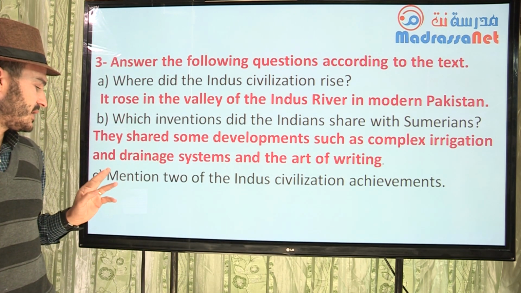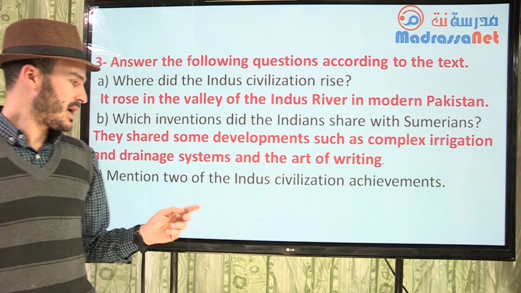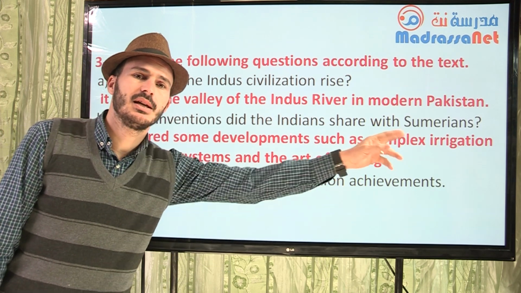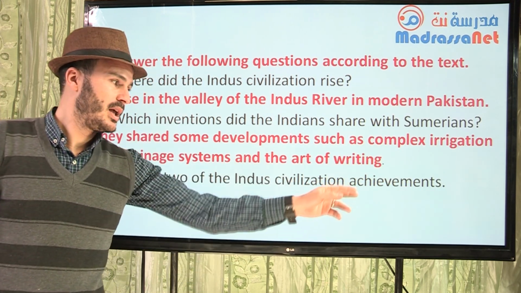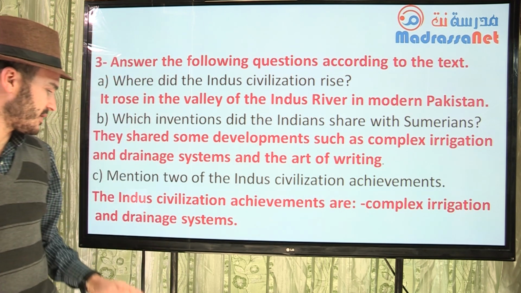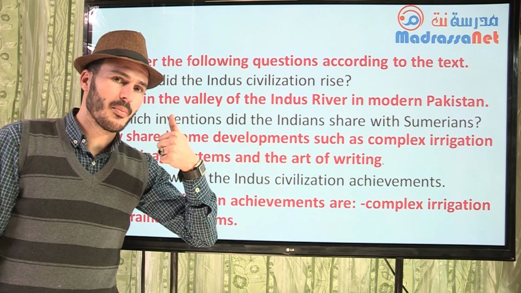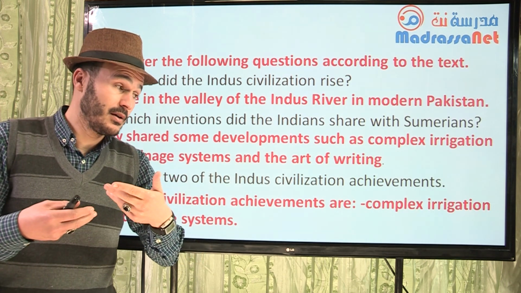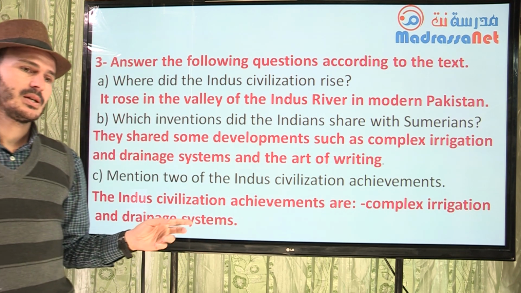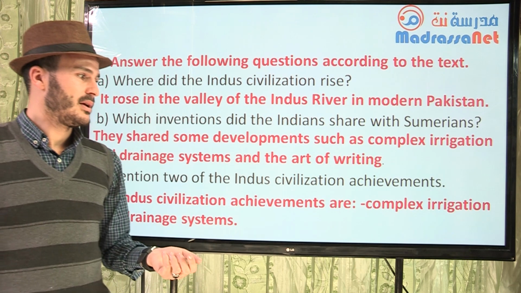Now we move on to question C, or the third question. Mention: when you find the word mention in a question, it means show or state. Mention only two of the Indus civilization achievements. Achievements is a key word, an important word in this question. So the answer is: the Indus civilization achievements are, first of all, complex irrigation, meaning a complex watering process in agriculture, and drainage systems, meaning ways of draining water, in agriculture of course.